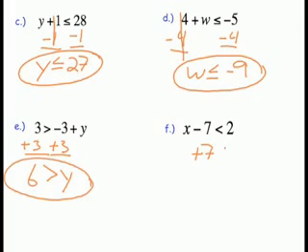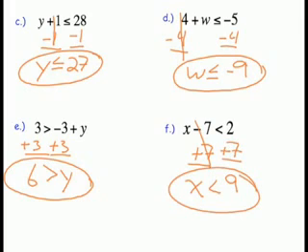F, x minus 7 is less than 2. Since we're subtracting 7, we must add 7 to both sides. We get x is less than 9.